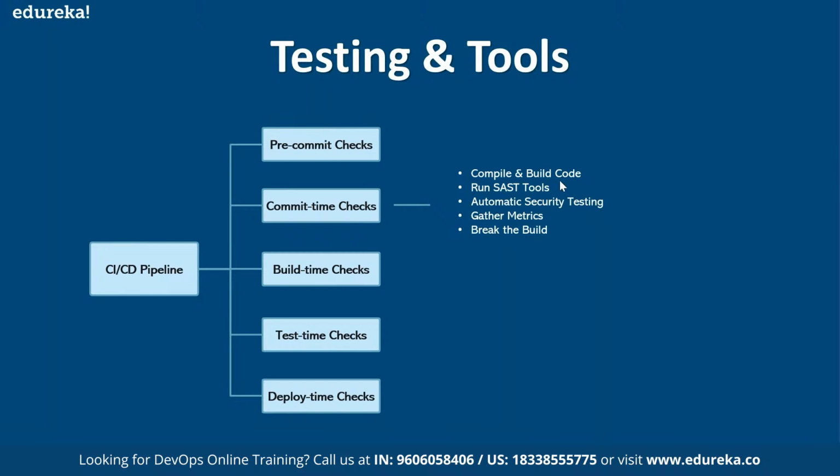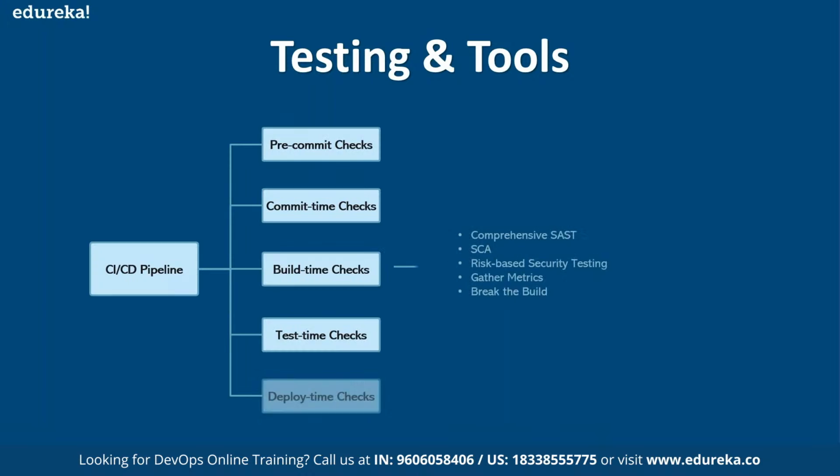Then at your commit time, compliance and build code runs SAST tools. What is the SAST tool we have discussed? That is Coverity. It tests for vulnerabilities in your source code, when it hasn't been deployed to your environment. It will gather metrics like what is good and what is not good about your code. Then there are build time checks. Here you will have a comprehensive test. SCA is there, which we have just discussed. Risk-based security analysis is there. Gather metrics and break the builds.